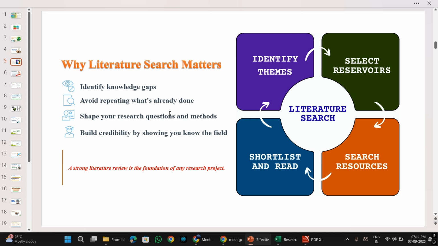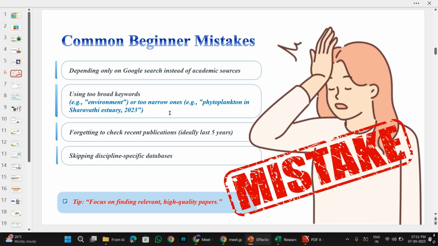A strong literature review is the foundation of any research project, may it be a 1 month project, a 6 month project, a year long project, your PhD project, or any kind of research project. With a very strong literature review, wherein you have read a significant amount as well as relevant literature, the foundation of your research idea will be significant.